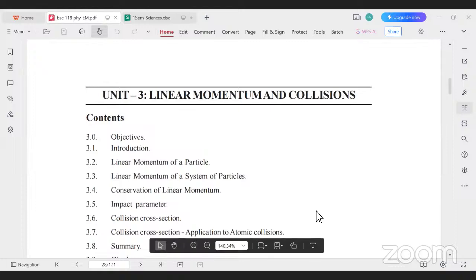What is meant by collision? Can anybody answer? What is the general meaning of the word collision? Anybody can answer what is collision?